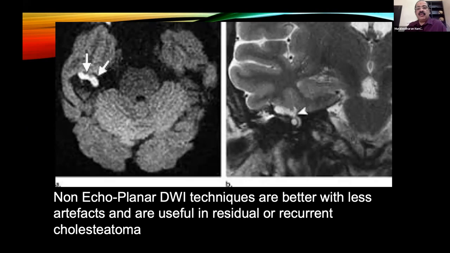Previously, people used to say we will have a second look after 1 year or 2 years, but after these non-echo planar diffusion-based MRI techniques, there is no need for a second look. You can do MR imaging and you can identify whether there is cholesteatoma also.